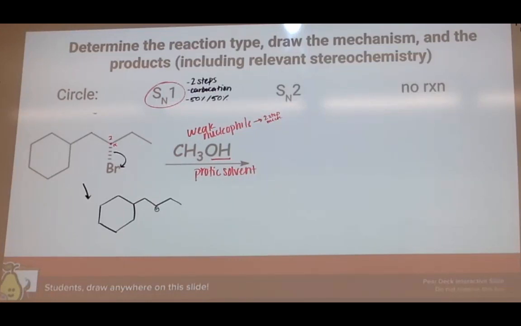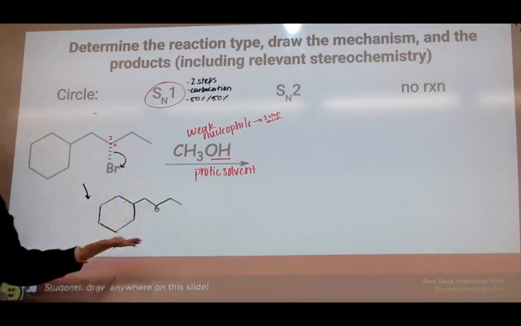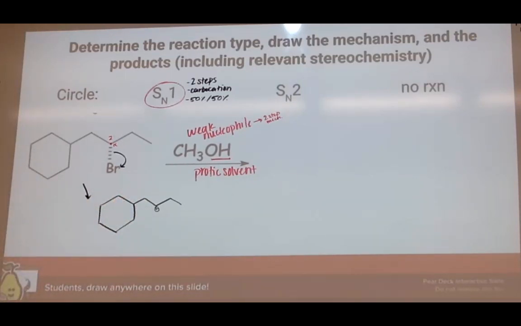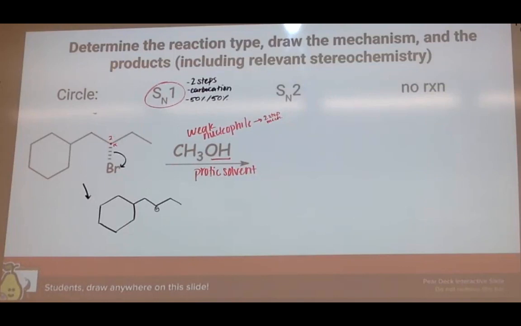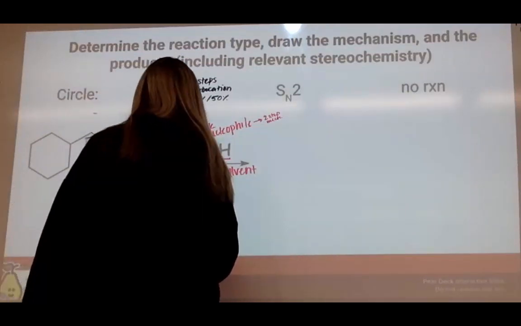Now this is secondary. Can I move to one side or the other to have a more stable carbocation? No, I move to either side, it's still secondary. So there's not going to be a hydride or methyl shift. We don't even have a methyl to shift. We won't have a hydride shift because you can only move one carbon over. So now we have this carbocation, that's step one. Then step two is our nucleophile comes in and attacks. Our nucleophile is CH3OH.